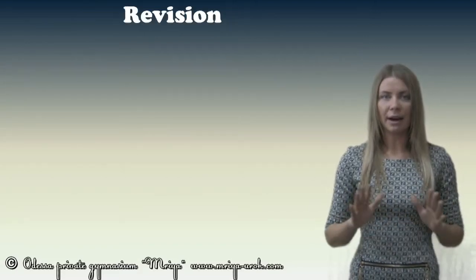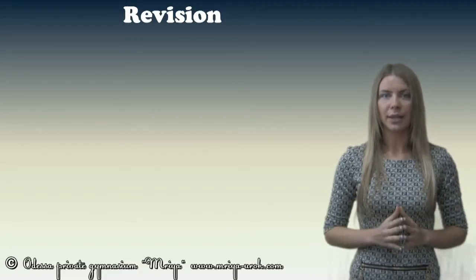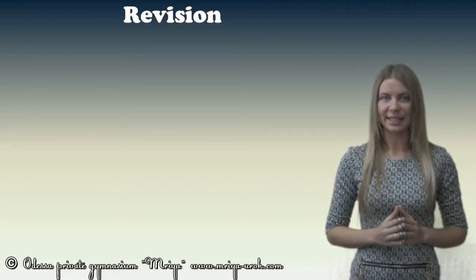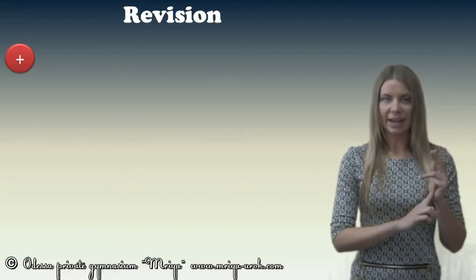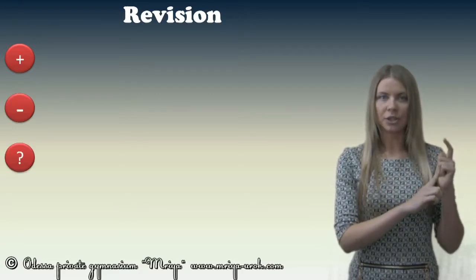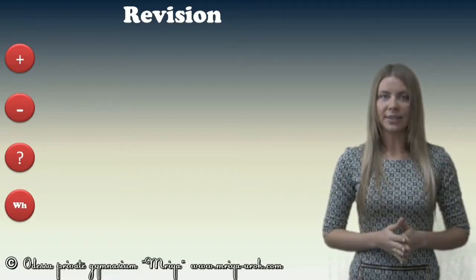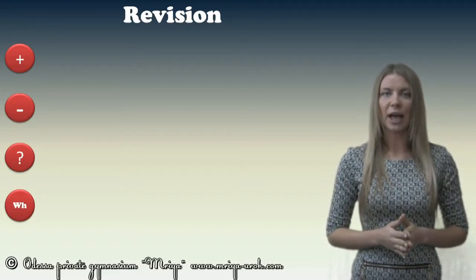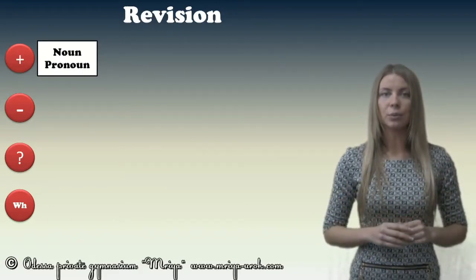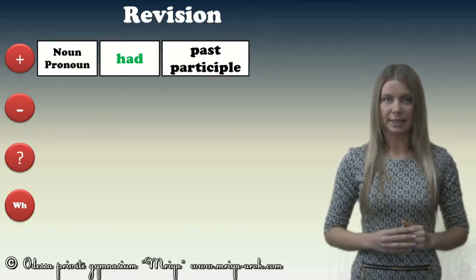Now let's revise everything you have already listened to. So, there exist 4 types of sentences. A narrative one, a negative one, a general question, and a special question. In order to make a narrative sentence, on the first position you have to put noun or pronoun. Then you have to put had. And then you have to put past participle.